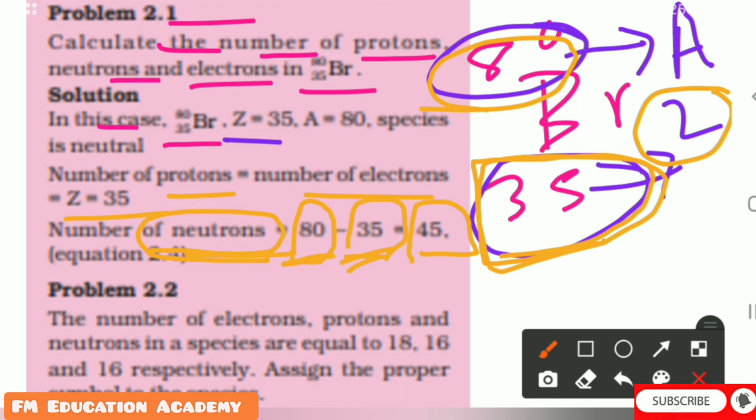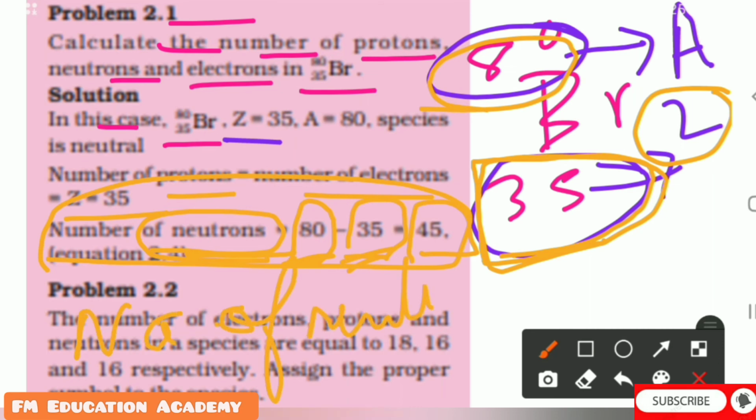So one more point, we got to know that the number of neutrons is equal to the mass number minus the atomic number. Remember this formula, it is important. Number of neutrons is equal to mass number minus atomic number. So we have calculated the number of protons, the number of neutrons, and the number of electrons in bromine.